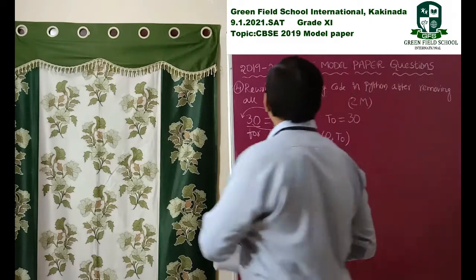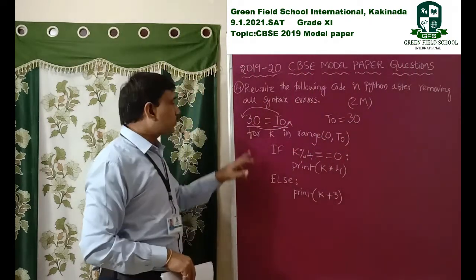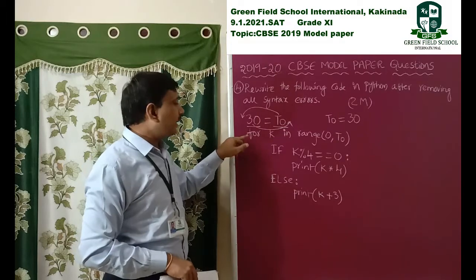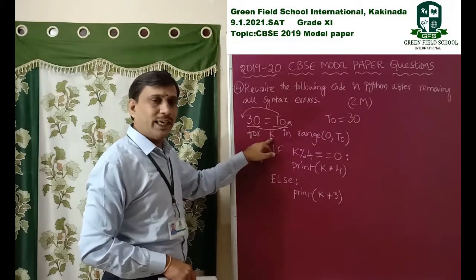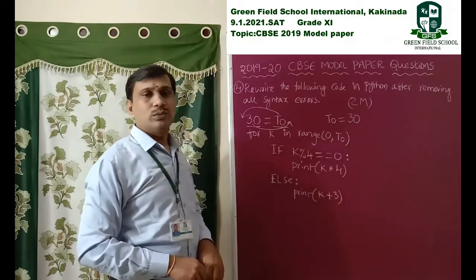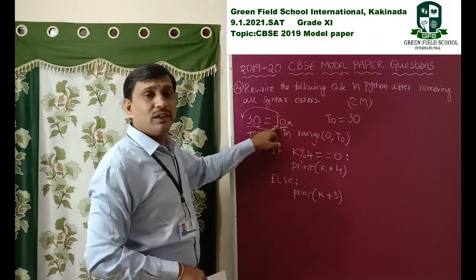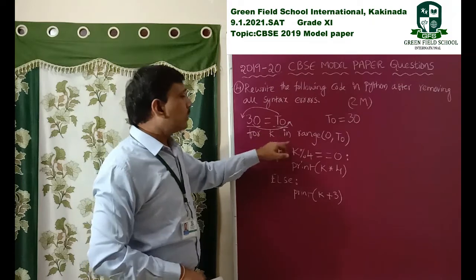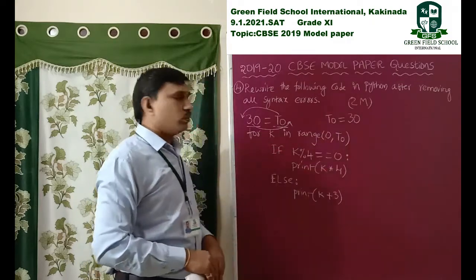Next, coming to the for loop in this code. We start here with the for loop: for variable k in range of 0, 2. Here 2 is a variable. So this one is 0 to 2.